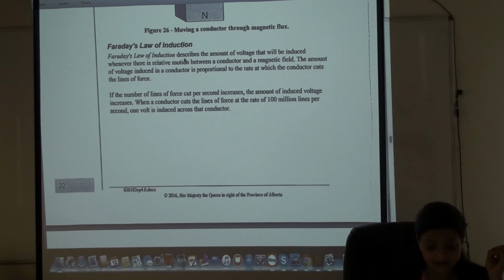Faraday's laws of induction describe the amount of voltage that will be induced whenever there is relative motion between a conductor and a magnetic field. The amount of voltage induced in a conductor is proportional to the rate at which the conductor cuts the lines of force. If the number of lines of force per second increases, the amount of induced voltage will increase. When a conductor cuts lines of force at a rate of 100 million lines per second, 1 volt is induced. For now, just highlight, guys. I'm going to give you a formula key. It will make more logical sense.